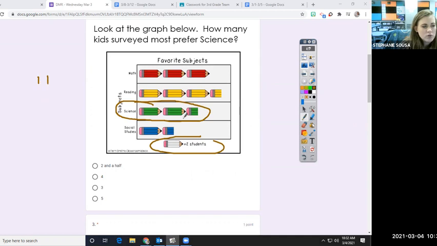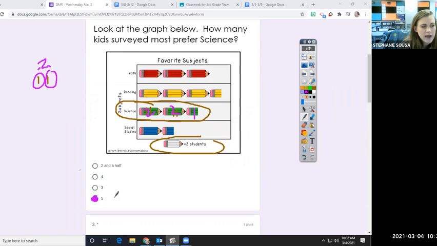1, 2. I have 2 pencils. That's 1, 2, 3, 4. And then I have half of a pencil. Half of 2 is equal to 1. There are 2 parts right there. So this is 2 plus 2 plus 1. That is equal to 5 students.